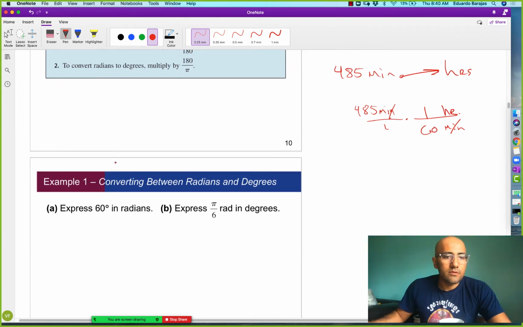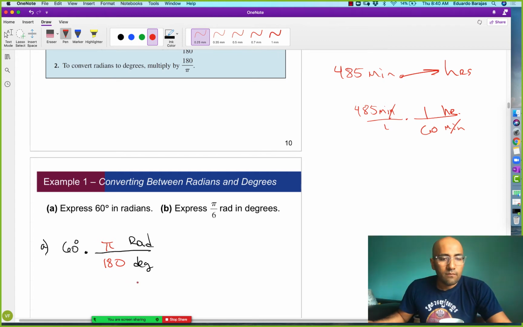Okay, so for part A here, we have 60 degrees times, right, and I want degrees to cancel out with those degrees, and my output to be radians, so I know that it's got to be in this order, right? And then I look at my relationship, and I know that there are 180 degrees in pi radians, that these two are equal to each other, right? Because they're equal to each other, that means that this whole fraction here is just equivalent to 1, right? So we're multiplying by a new version of 1, we're not really changing the value, but I know that the degrees will cancel with that, and my output would be in radians.